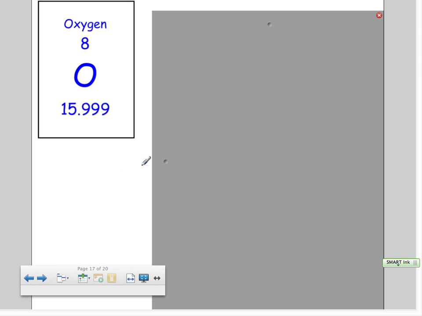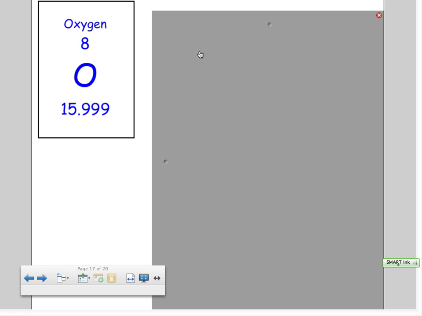Okay, let's try this one. Oxygen is here, and here's all of your information. Go ahead and copy this box down, and then try to figure out what the protons, neutrons, and electrons are, and also draw the picture. Then I will show you the answers.